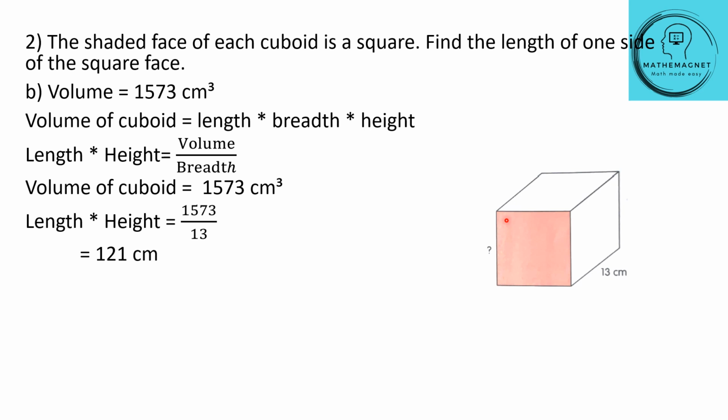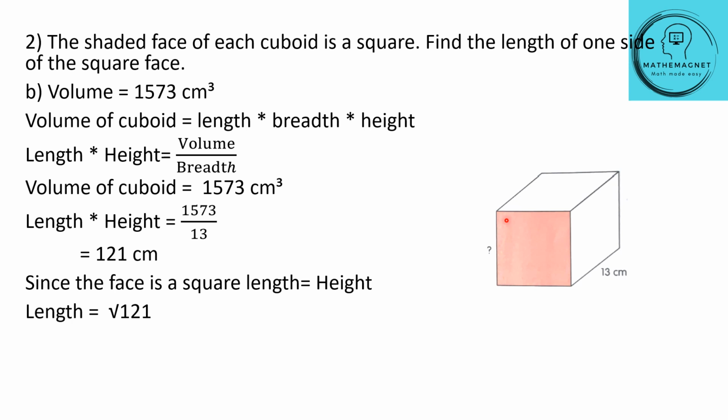Now we need to find only the length of one edge. So basically what we have right now is the area of the square face. To find the length of one edge, we need to find the square root of 121. Since this is a square face, all the edges are equal. So we'll need to find the square root of 121. And now to find the square root of 121, we will use the prime factorization method, using which we know 11 into 11 is 121. So 11 centimeters is the length of the unknown side of the square face.